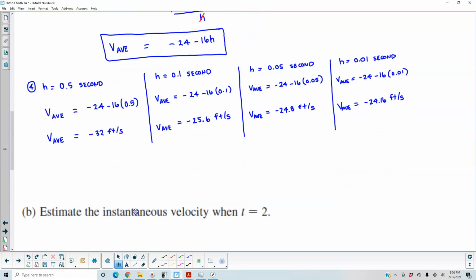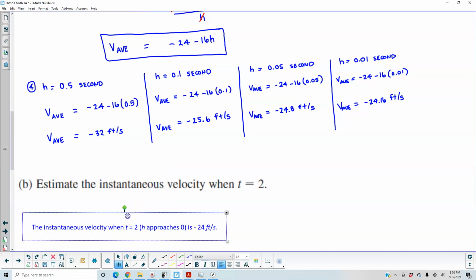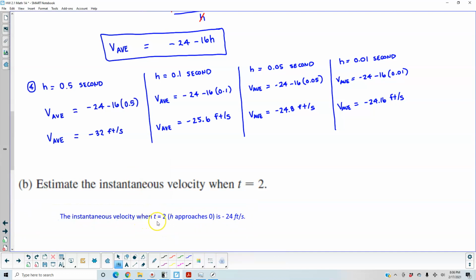Now it's asking us to estimate the instantaneous velocity for when t is equal to 2. We can see here it's getting closer and closer to negative 24 feet per second. So the instantaneous velocity when t is equal to 2, as h approaches 0, because 0.5, 0.1 is getting closer to 0, 0.05 is even closer, and 0.01 is even closer. The closer it gets to 0, the more we can see that the average velocity is at negative 24 feet per second.